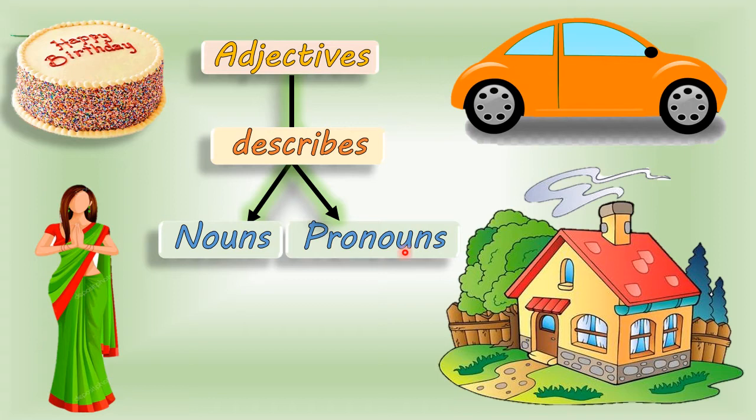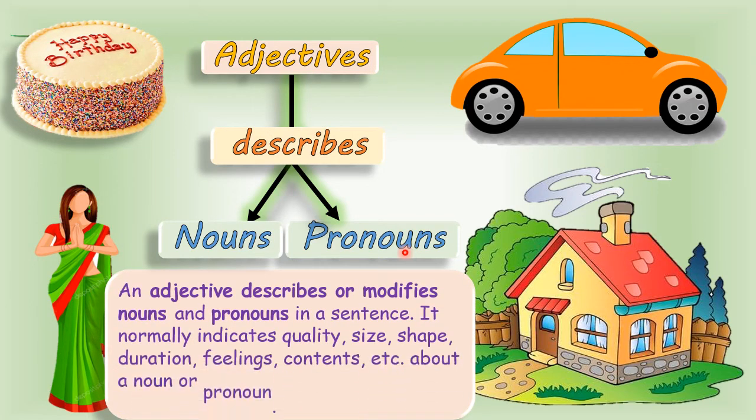Yes. Now see, what is the definition of adjective? Now, read with me. An adjective describes or modifies nouns and pronouns in a sentence. This means, children, adjectives are those words that give more information about nouns and pronouns. They help us to know nouns and pronouns in a better way. Okay, now see what is next.